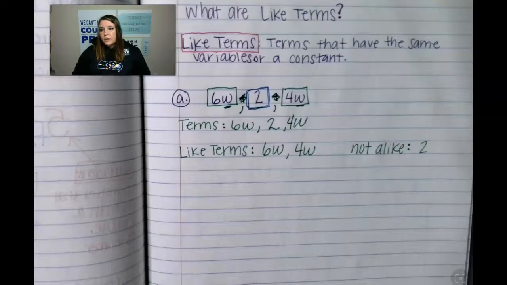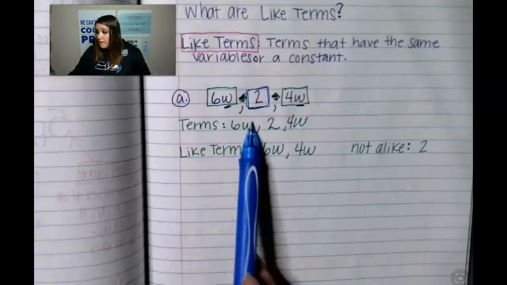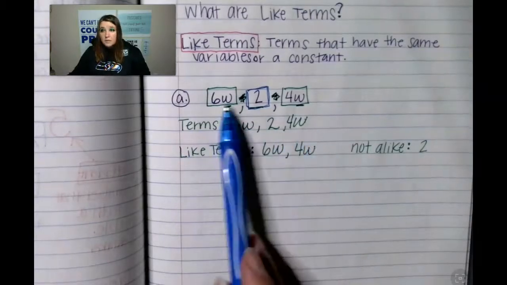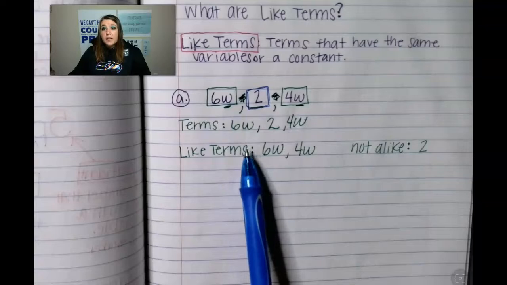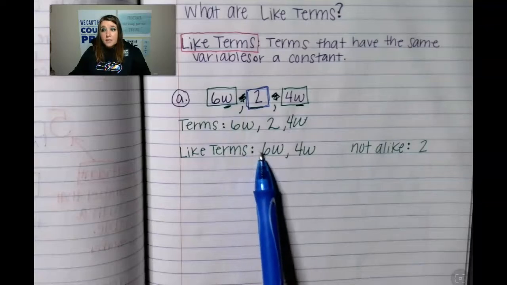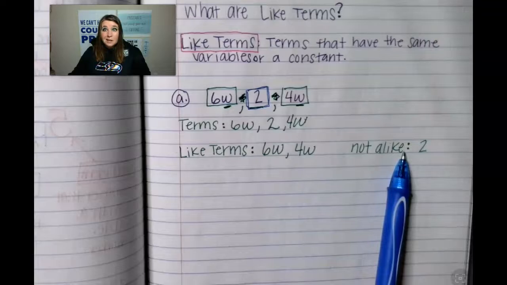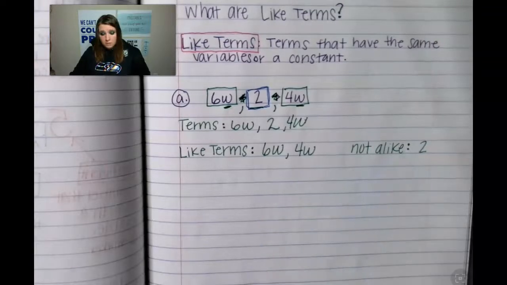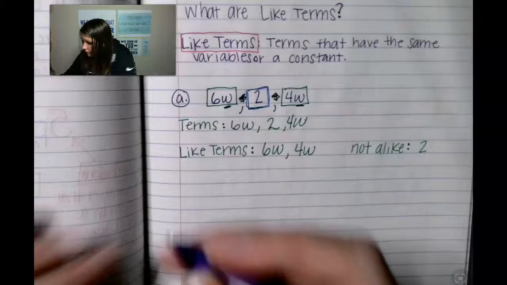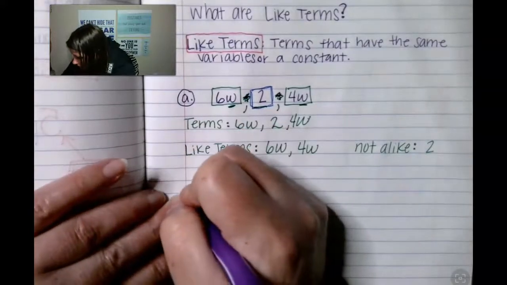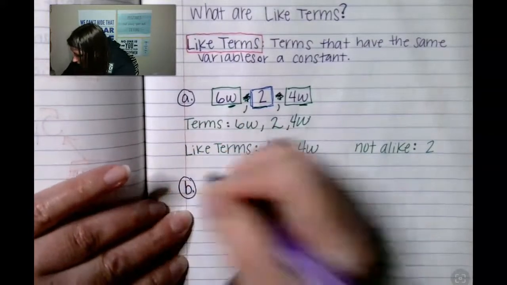So we have terms, which are every single part of this expression. And then we have like terms, the ones that are the same. And then we have one that's just kind of hanging out. Which one doesn't belong here? Okay, all right, let's do another example. Here is example B.